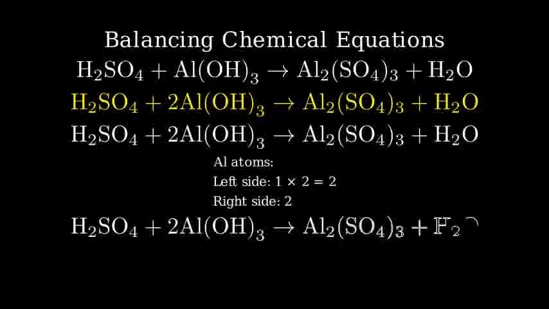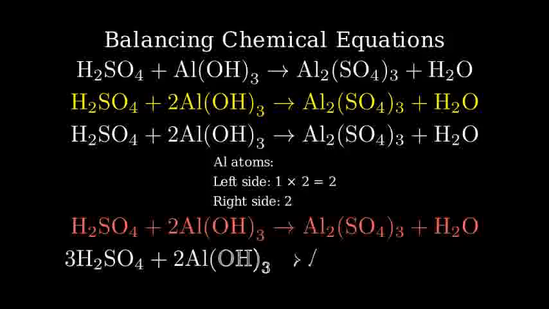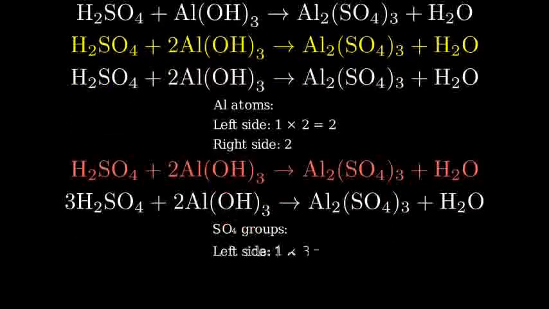Next, let's balance the sulfate groups. We have one sulfate on the left side in sulfuric acid, but 3 sulfates on the right side in aluminum sulfate. To balance this, we need to add a coefficient of 3 in front of sulfuric acid.